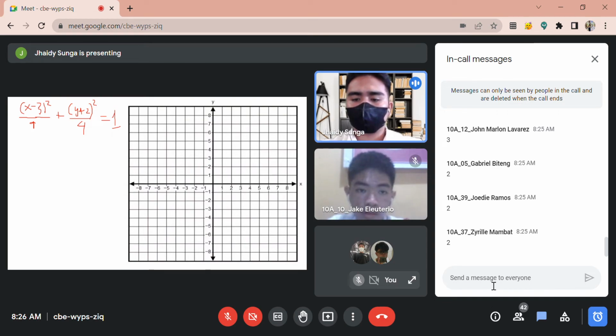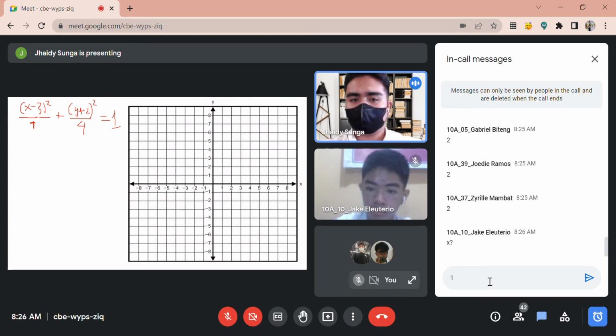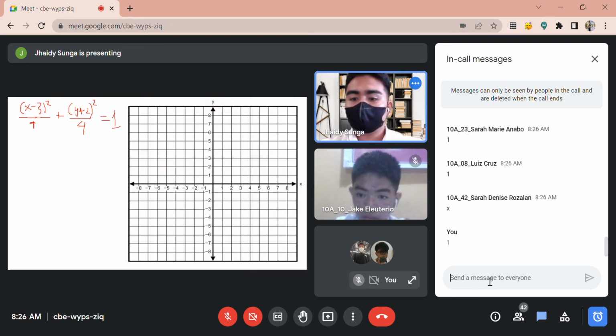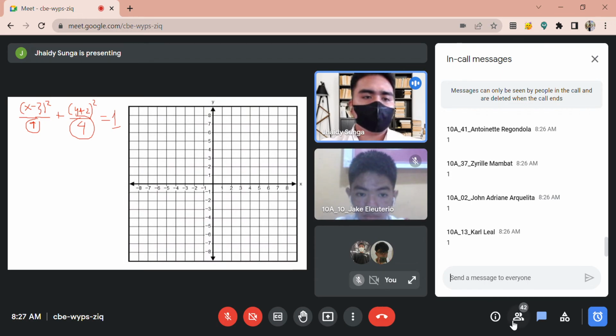1 for x, 2 for y. Then, how are we going to identify if your principal axis is x or y? Correct, x. How did we identify? Based on your denominator. Because if you have the larger number, it's your major axis. All right, so let's try to find the center first.